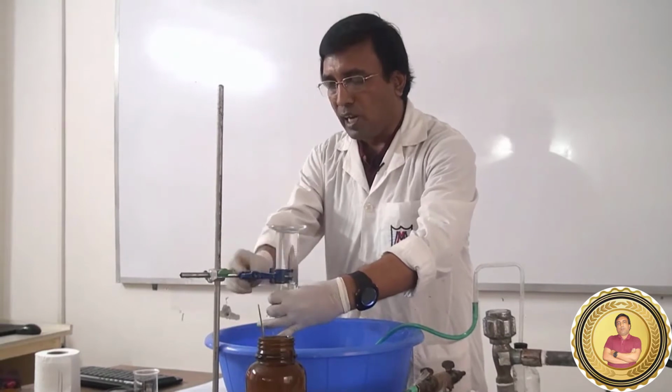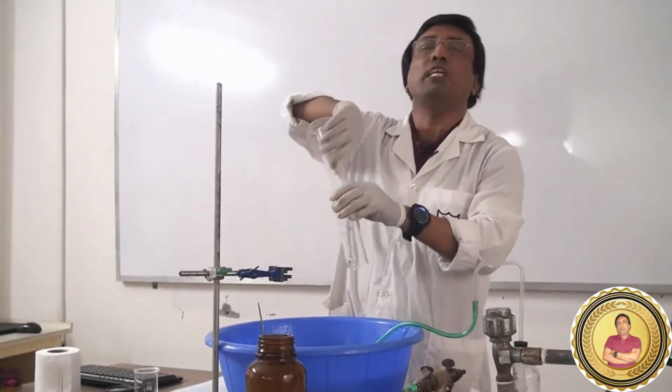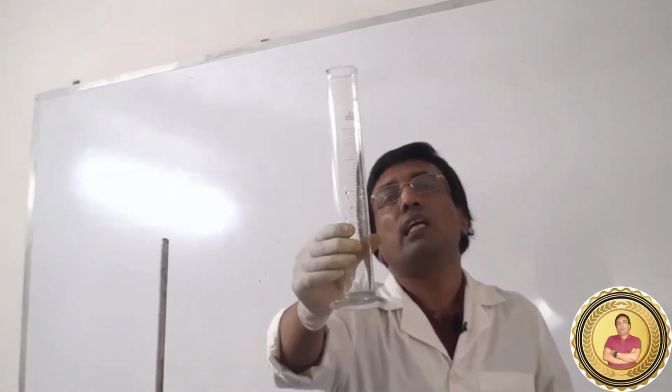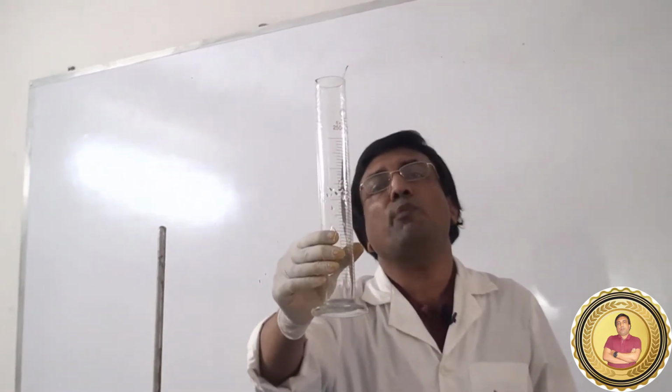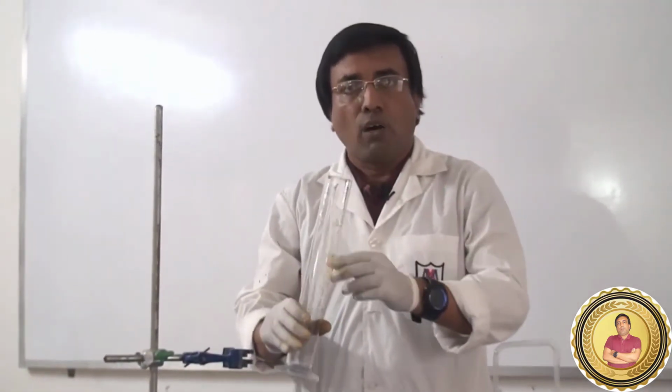What will have to be done? Look at this. Suppose this is a 250 cubic centimeter measuring cylinder. Gas will be collected in this 250 cubic centimeter measuring cylinder. So, how will we set it up?